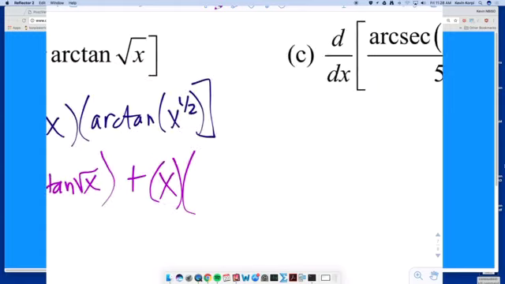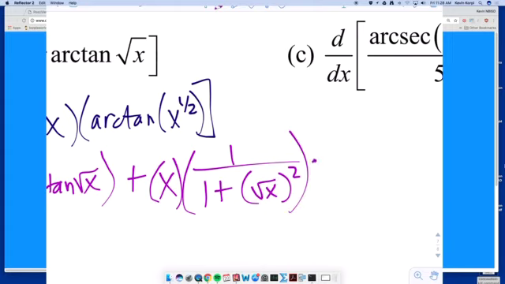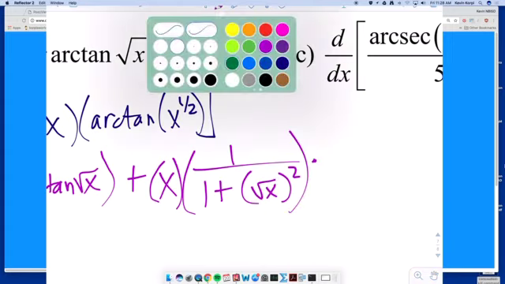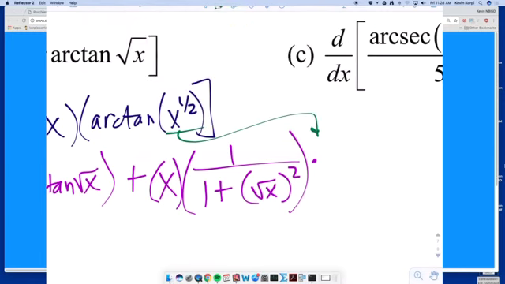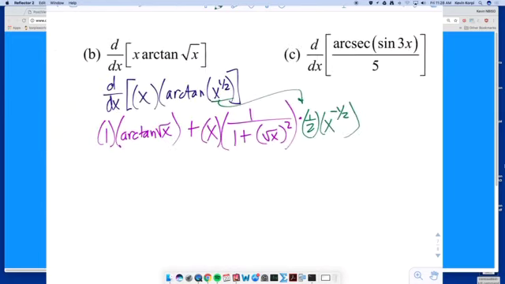The derivative of arctangent of blob is 1 over 1 plus blob squared. And of course, what's the blob? It's the square root of x. Times the chain rule, the derivative of the blob. The derivative of x to the 1/2 is 1/2 times x to the negative 1/2 power. So that is just another factor in the second term. And that's it with the derivative.